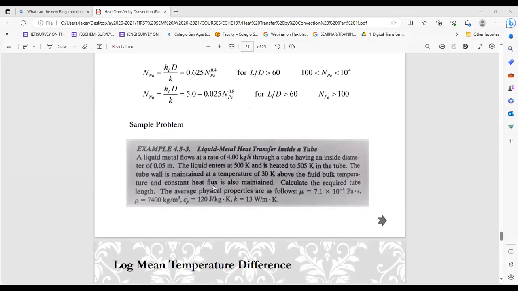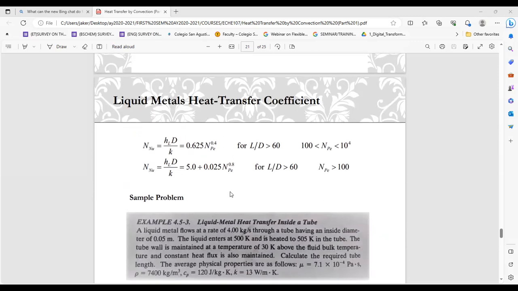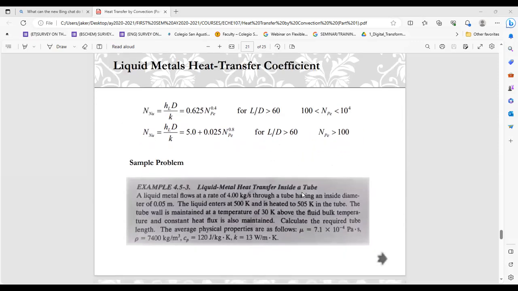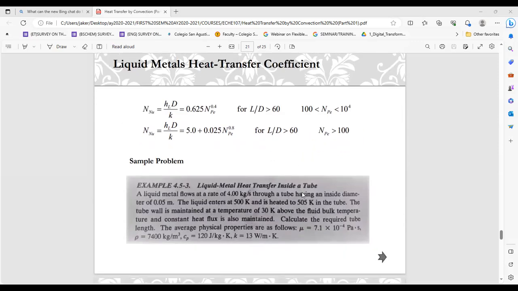Now here is a sample problem on liquid metal heat transfer inside a tube, which we will be using for this particular set of formulas. A liquid metal flows at a rate of 4 kilograms per second through a tube having an inside diameter of 0.05 meters.